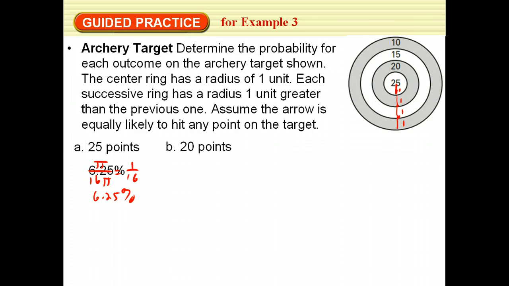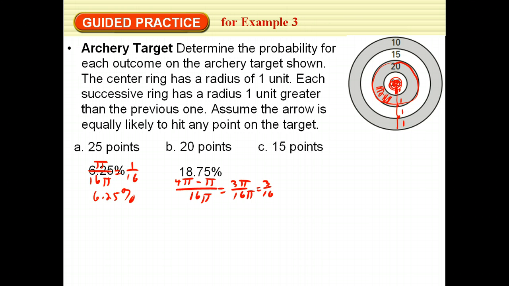What about the 20-point one? Okay, well, let's look at that. The area of just this in here is going to be the area of the entire circle minus this one. So for my 20 points, the area of the entire circle has a radius of 2, so 2 squared is 4 pi. But I've got to subtract out this center part, which is 1 pi, and then that will be over the entire circle of 16 pi, so that is 3 pi over 16 pi, so 3 over 16 comes out to be about 18.75%.